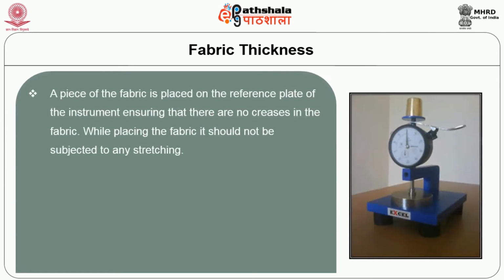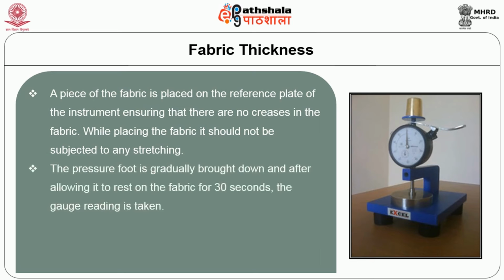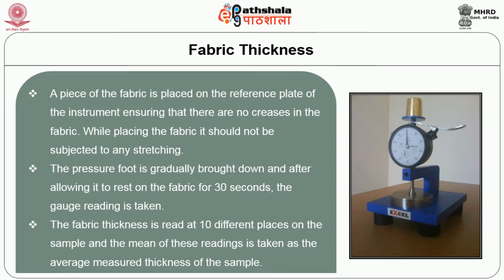Then how to find the fabric thickness of the material? A piece of fabric is placed on the reference plate on the instrument, ensuring that there is no crease in the fabric. While placing the fabric, it should not be subjected to any stretching. The pressure foot is gradually brought down, and after allowing it to rest on the fabric for 30 seconds, the gauge reading is taken. The fabric thickness is read at 10 different places on the sample, and the mean of these readings is taken as the average measured thickness of the sample. Thickness of the cloth is expressed in millimeters.